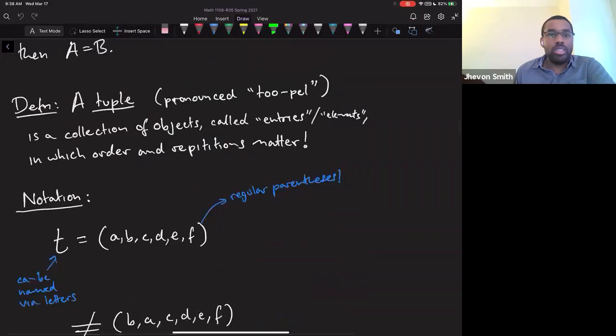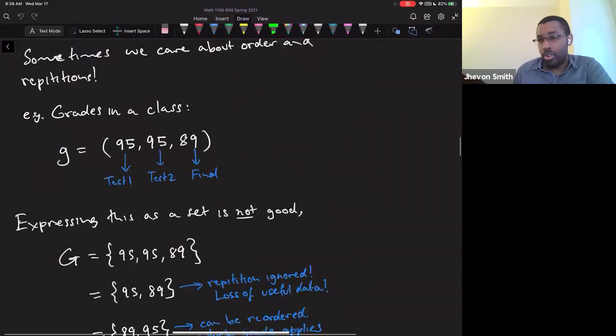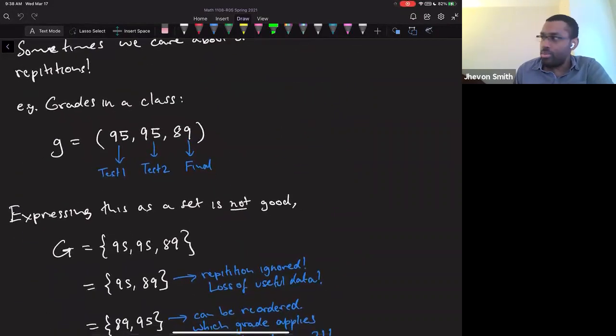We also defined something called a tuple, which is a set where we do care about order and we do care about repeats. And so we might want to look at things like that. I gave the example of grades in a class might be such a thing. You definitely want to know which number applies to which grade, which was the first test taken, which was the second test taken. And of course, you can get the same grade twice and you want to count that repeat.